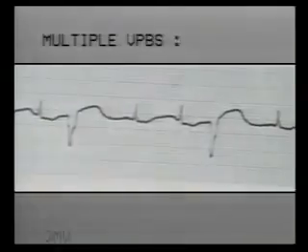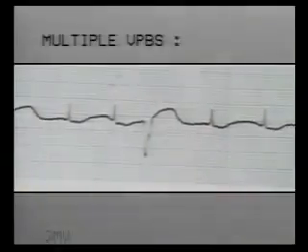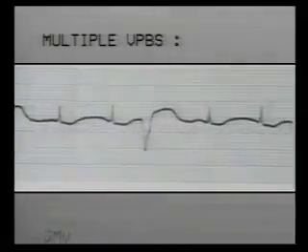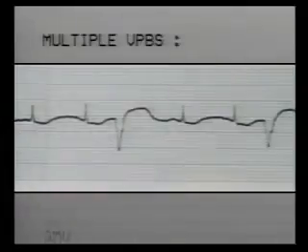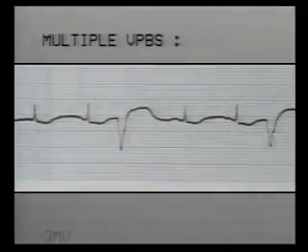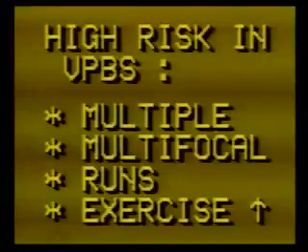This ECG shows multiple ventricular premature beats. There is a ventricular premature beat after every 2 normal sinus beats. Multiple ventricular ectopic beats, more than 5 per minute, may herald a ventricular tachycardia. The high risk is associated with multiple VPBs more than 5 per minute, multifocal ventricular premature beats, runs of ventricular premature beats, and exercise-induced ventricular premature beats.